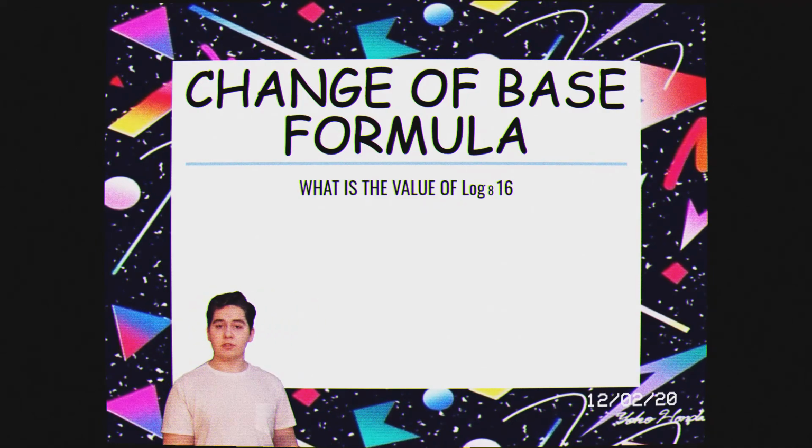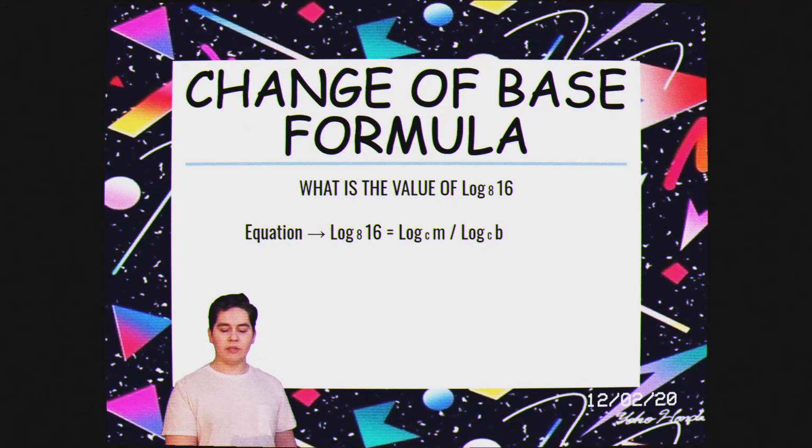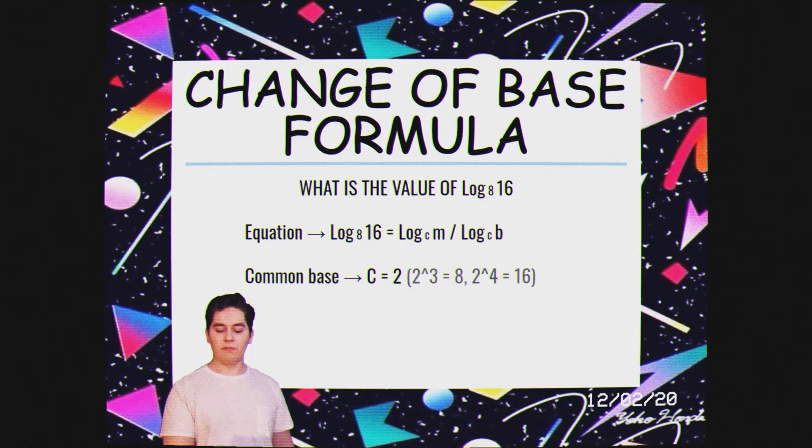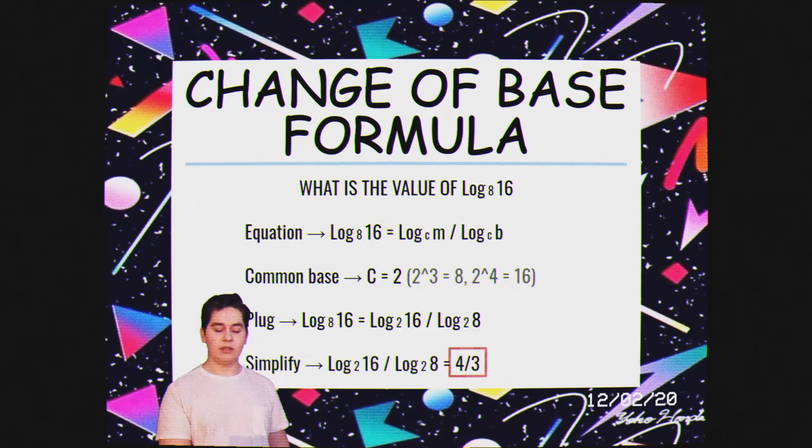Now, let us see if we can turn our log base 8 of 16 into a practical number. If you forgot, this should help you figure out how to set up your equation. The first goal is to figure out the common base of 16 and 8. The common base will be 2, because 2 to the power of 3 is 8, and 2 to the power of 4 is 16. Because it is now a fraction, log of base 2 is able to be cancelled out, giving us 4 over 3.